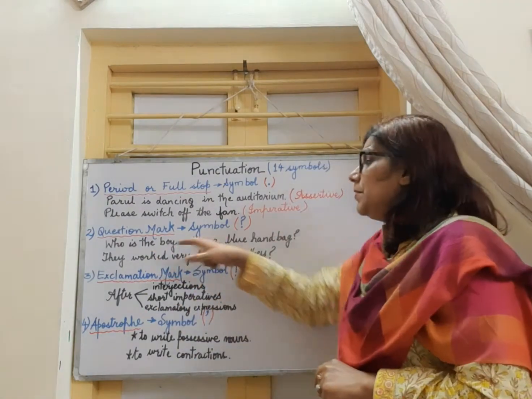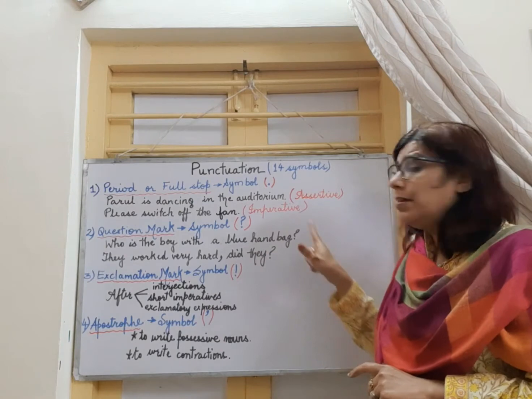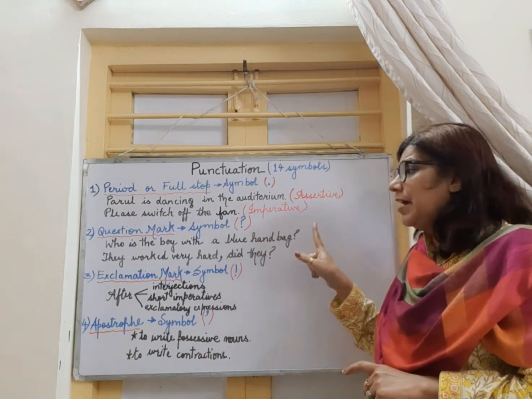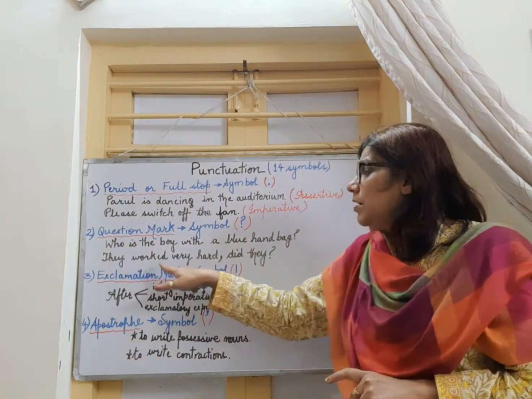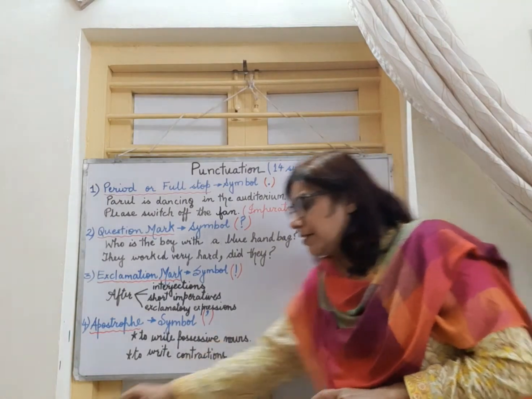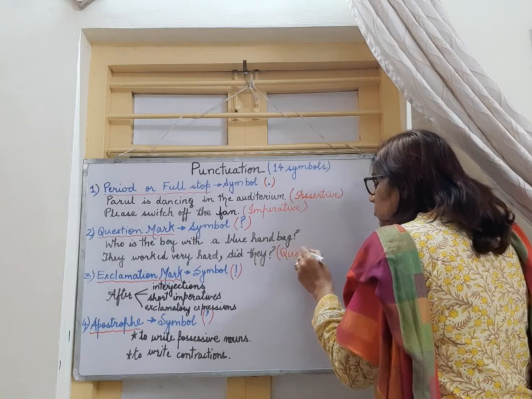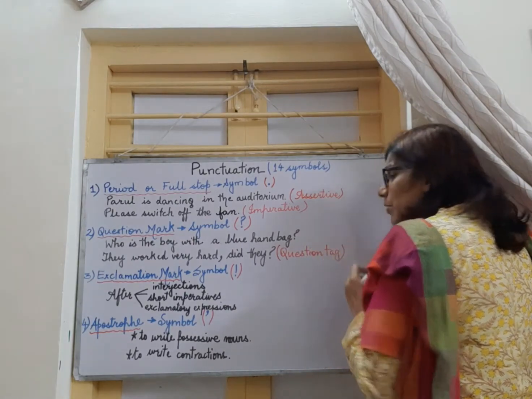Look at the examples. Who is the boy with the blue handbag? Here we are asking a question, and at the end we have used the symbol of the question mark. They worked very hard, did they? This is a question tag. So at the end of these 2 types of sentences, we have used a question mark.